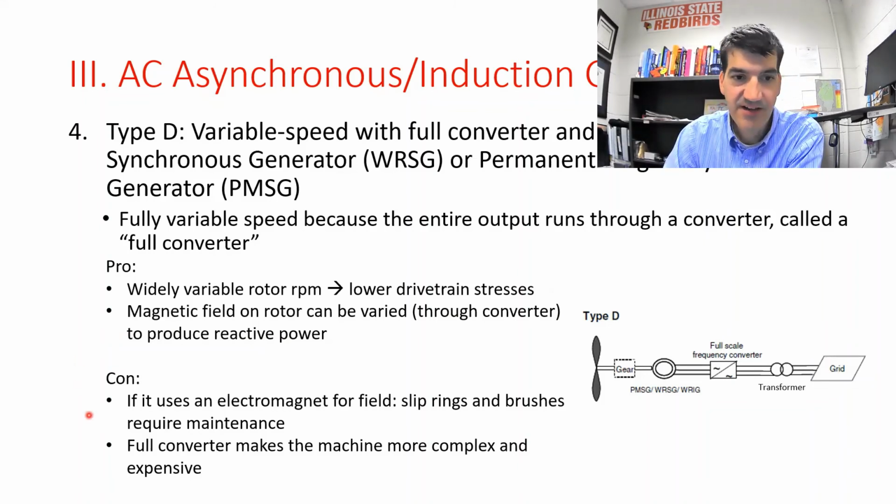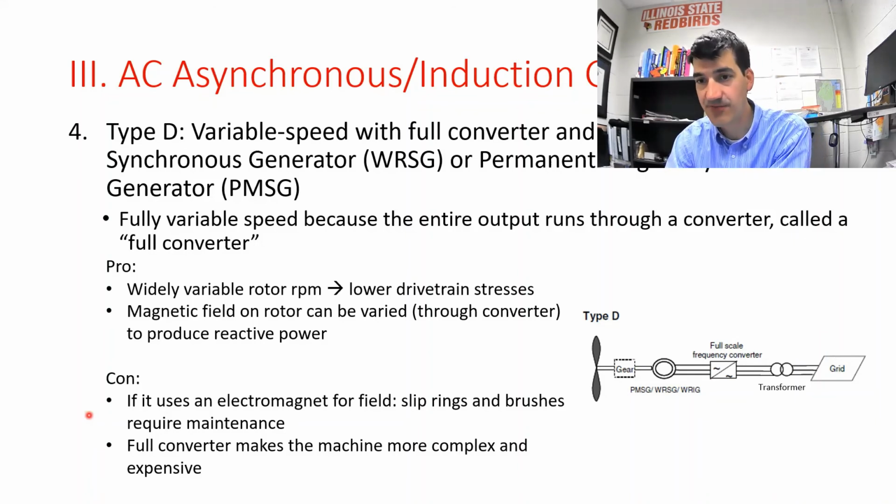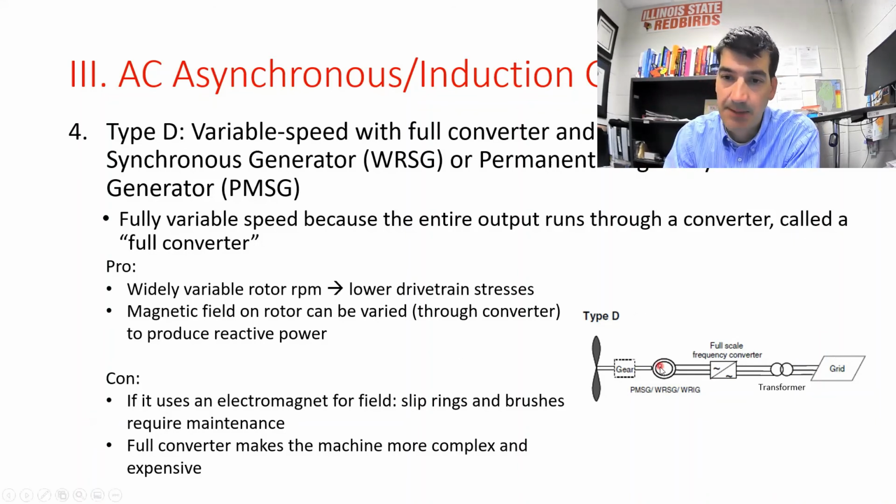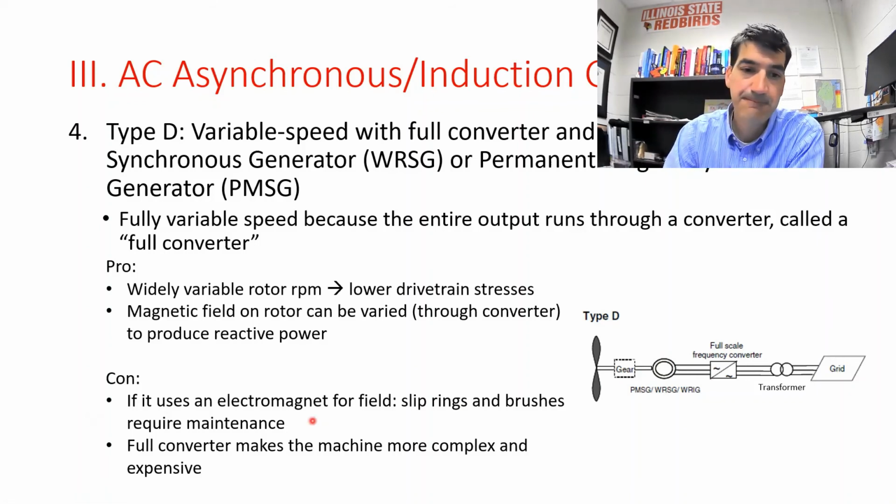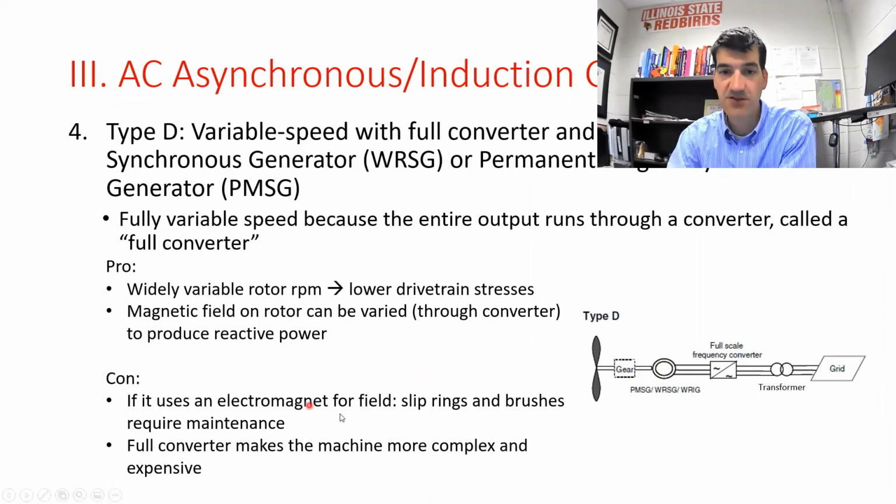The downside here, if it uses an electromagnet for the field, so it might not, but if it's using electromagnets on the rotor for the magnetic field, then it would need to use slip rings and brushes. If it's using a permanent magnet, then it doesn't. It's kind of half a dozen of one, six of the other. Why would you want to use a permanent magnet? Well, so that you don't have to use slip rings or brushes. Why would you not want to use permanent magnets? Well, because permanent magnets are expensive. So that's the trade-off there.